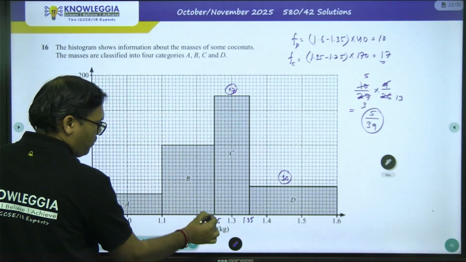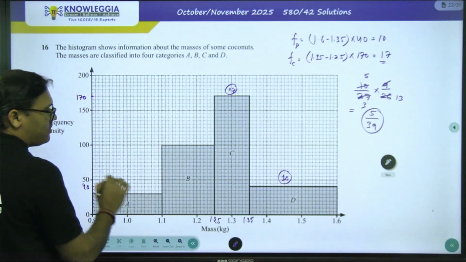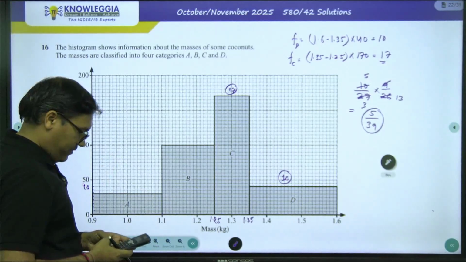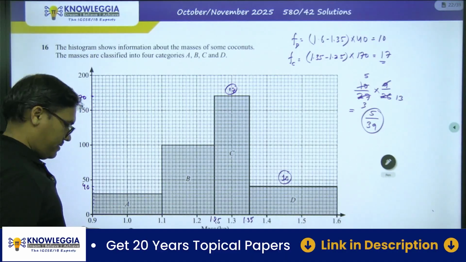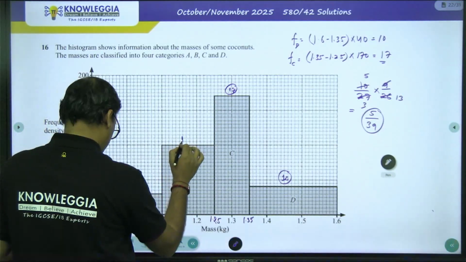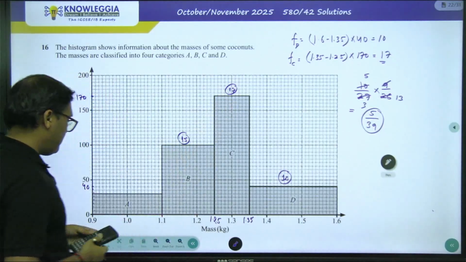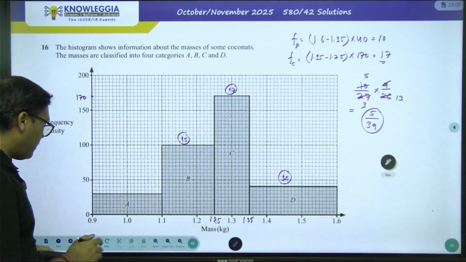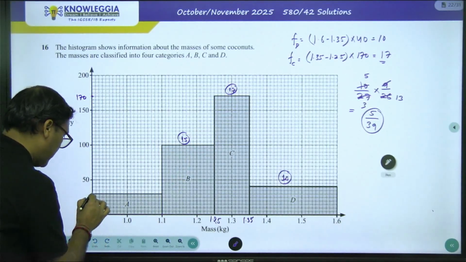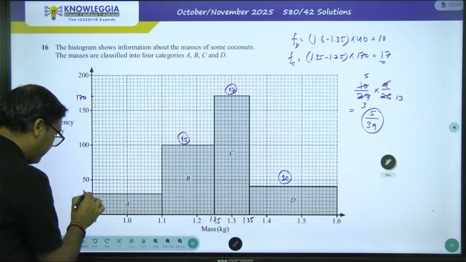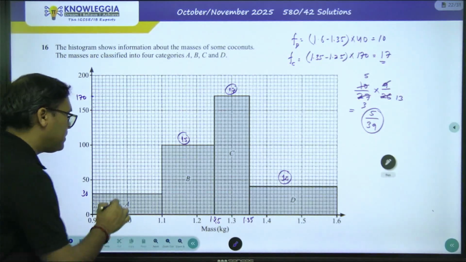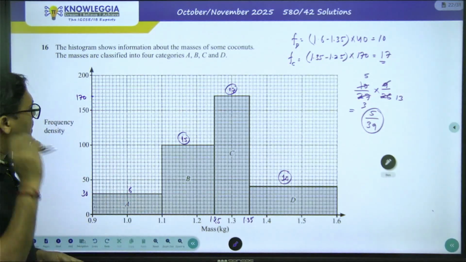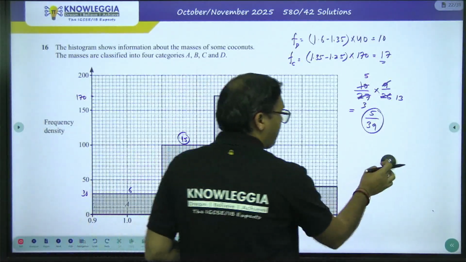I'll write 1.25 minus 1.1 multiplied with 100. This is 15. I'm just writing the frequencies. And what about this? This is 1, 2, 3, 4, 5, 6. So this is 6 into 5, 30. So this is 1.1 minus 0.9 multiplied with 30, which is 6. So this is the frequency in each case. Now for finding the mean, I'll write it here. Mean will be equal to.